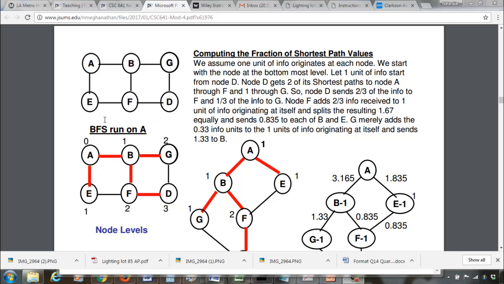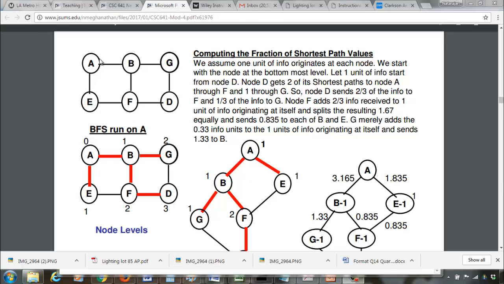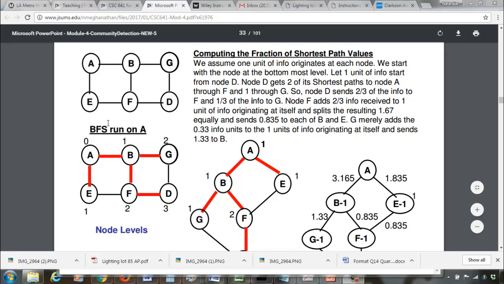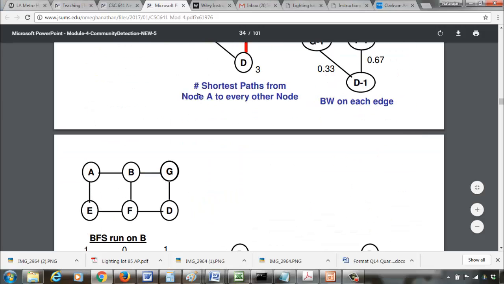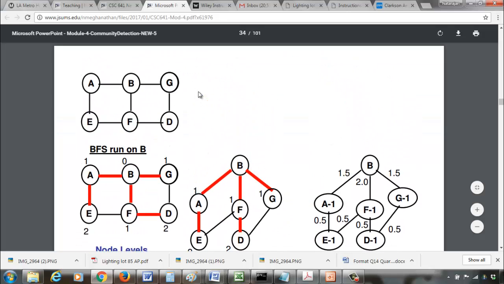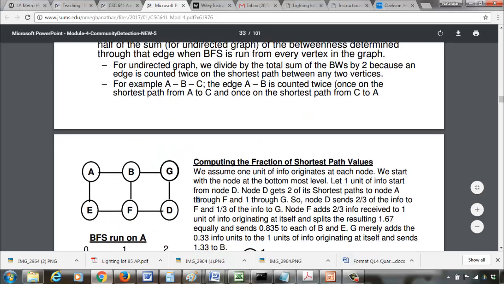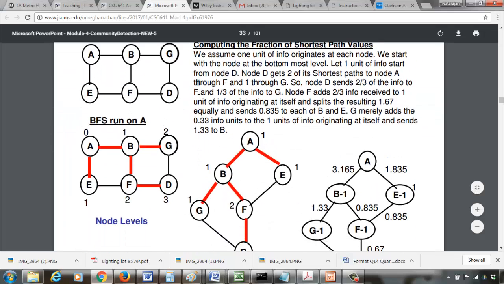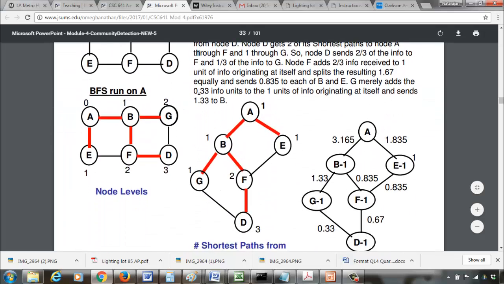We first run the breadth first search algorithm starting from each vertex, which means we'll run breadth first search starting from A and then breadth first search starting from B and C, D, E, F. So each of the vertices. The breadth first search procedure is something like this.